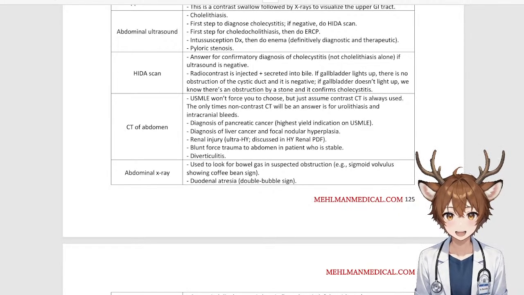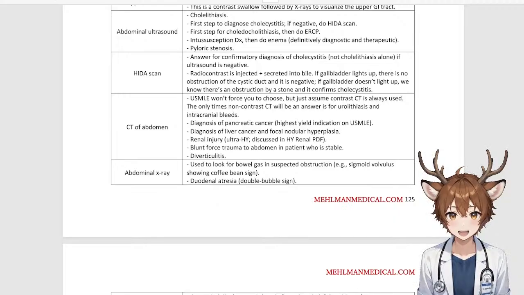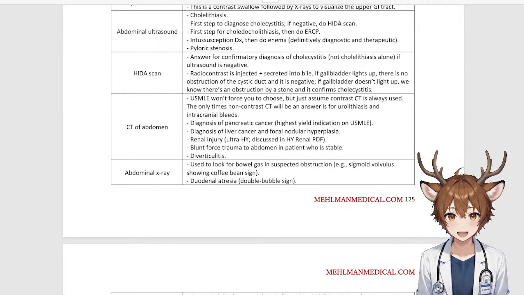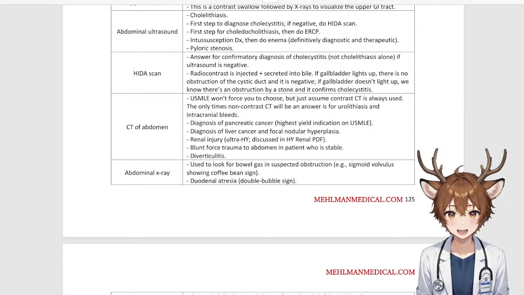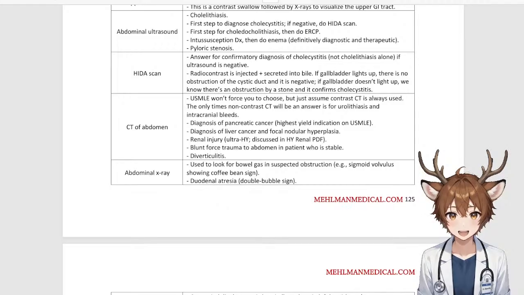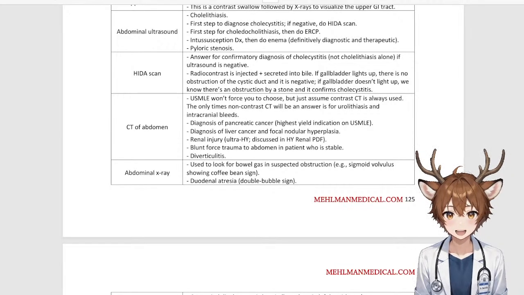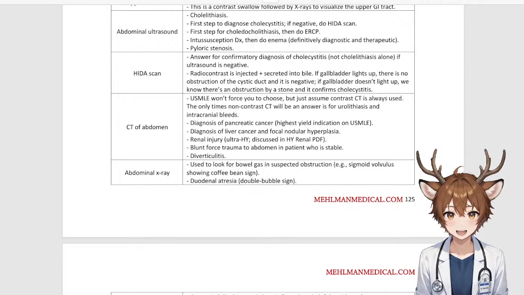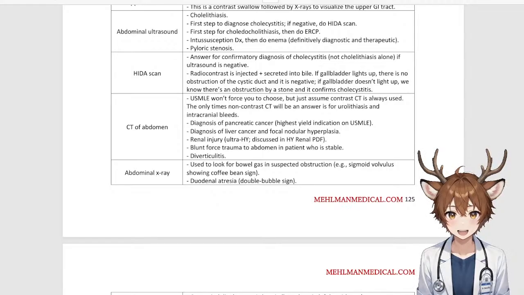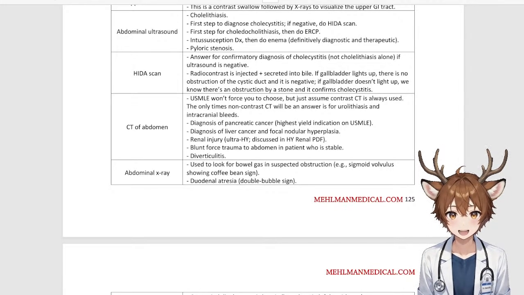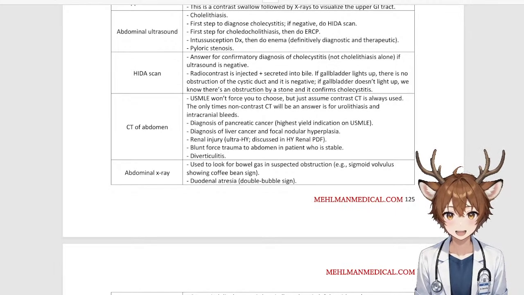CT of the abdomen. USMLE won't force you to choose, but just assume that contrast CT is always used. The only times that non-contrast CT will be an answer is for urolithiasis and intracranial bleeds. Only for urolithiasis and intracranial bleeds. Indications: diagnosis of pancreatic cancer, the highest yield indication in USMLE; diagnosis of liver cancer and focal nodular hyperplasia; renal injury, ultra high yield, discussed in the high-yield renal PDF; blunt force trauma to the abdomen in a patient who is stable; diverticulitis.